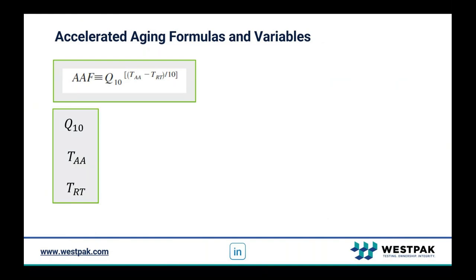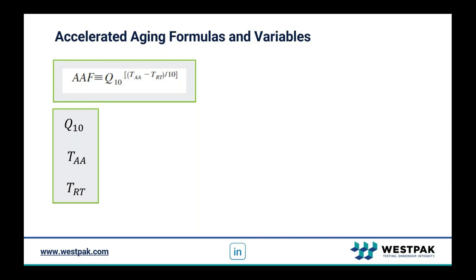So if you want to use a Q10 of 5 or 6, you need to have the data to show that that reaction rate is actually what you're seeing in the real-time aging world. The TAA is the elevated accelerated aging temperature at which the study is to be conducted. So it's the 50, 55, or 60 of the accelerated aging temperature that you want.